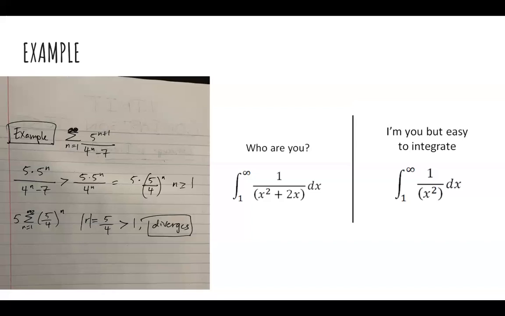As far as the summation here, we can put the 5 to the front. So we have 5 times the sum from n equals 1 to infinity of 5 over 4 to the power of n. And as we just saw with our geometric series, the absolute value of r in this case is 5 over 4, which is greater than 1. So it diverges. So this was my presentation and video on the limit comparison test.